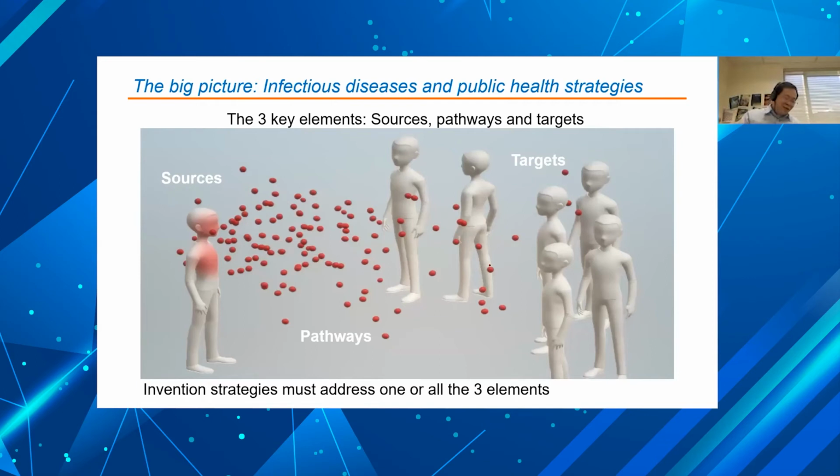The other one is the overall big picture of infectious diseases and the general public health strategy. And knowing this can help you identify where you would like to work. So for any infectious disease, there are three key elements. The first one is the source, then the possible transmission pathways, and finally, the most susceptible group of targets. So source, pathways and targets. Now, it's extremely important to be able to identify the source, pathway and target, and then develop mitigation strategies.